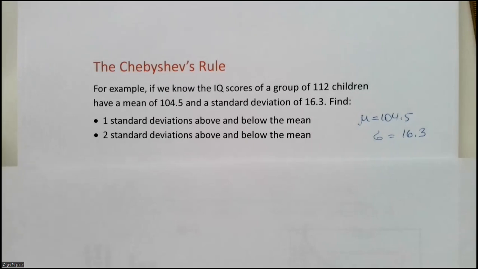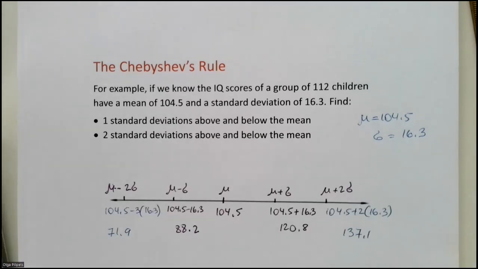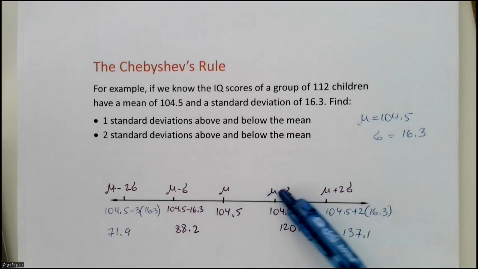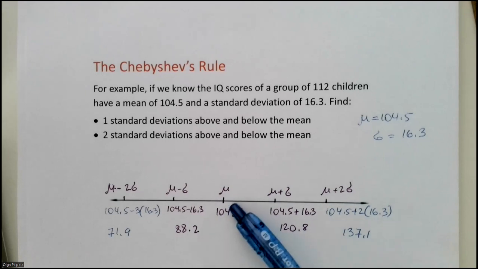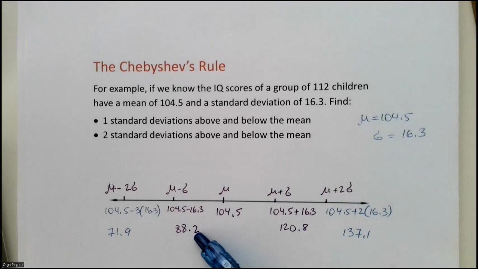So are you ready? Let's compare our results. So I marked the center of my data, 104.5, and then one standard deviation to the right will give me 120.8. One standard deviation to the left, 88.2.